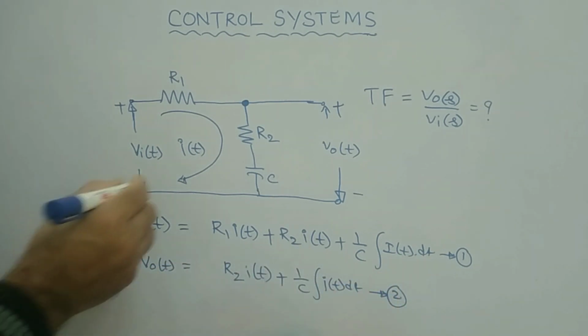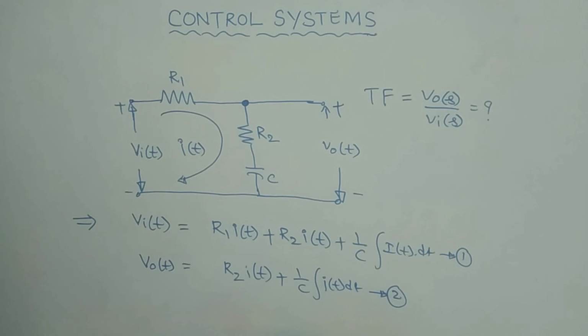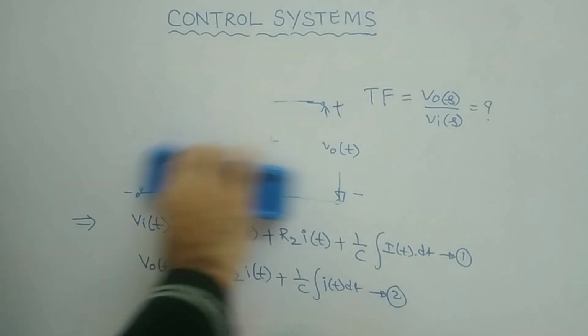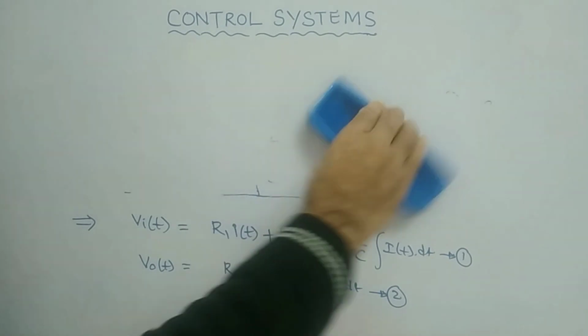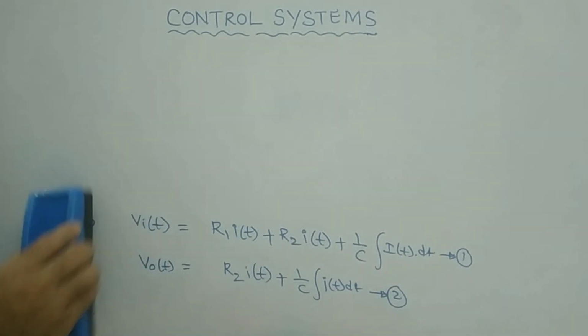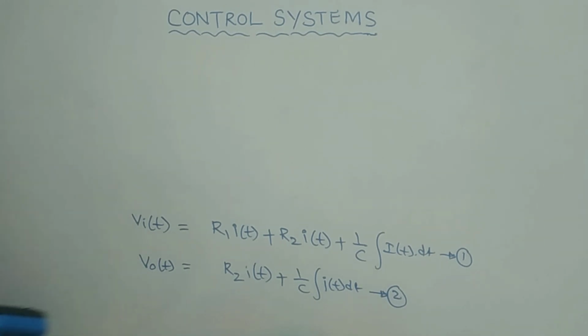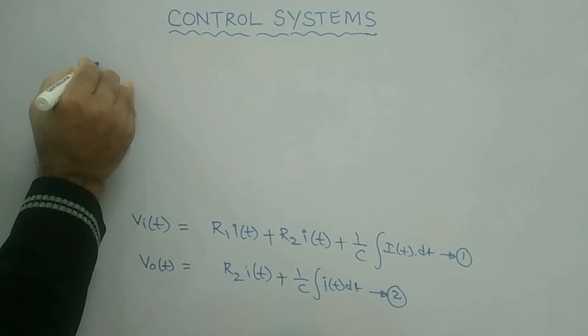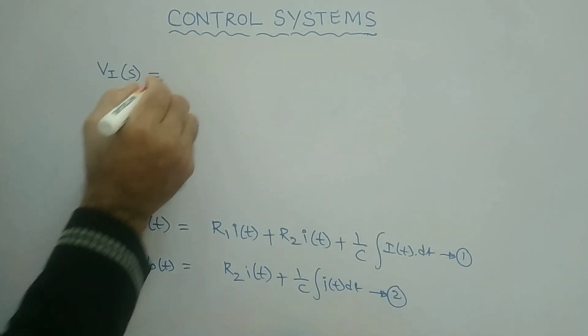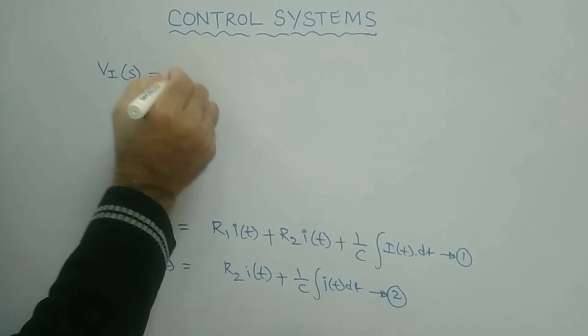And now apply the Laplace transformation to both these expressions and bring the ratio of V naught of s by Vi of s. I will erase the circuit and then apply the Laplace transformations. So after application of the Laplace transformation to both expressions, Vi of s is equal to R1, as it is, it will be R1 only.